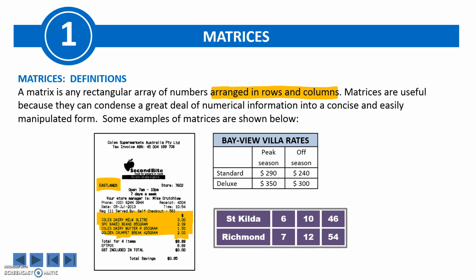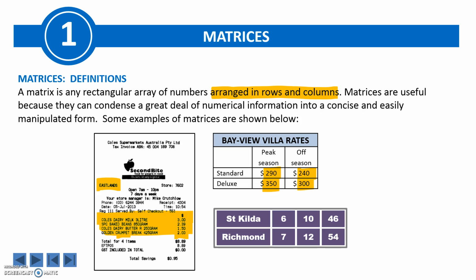Let's have a look at another example. We've got some villa rates, and we can see that we have 2 different rates here for peak and off-peak in 2 different rooms. So our standard room would be $290 in the peak season and $240 in the off-season. If you want a better room, it'll cost you $350 in the peak season, and off-season, maybe because the weather's not so good, then it will cost you $300.